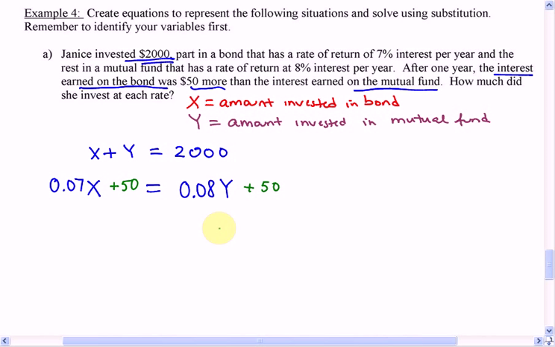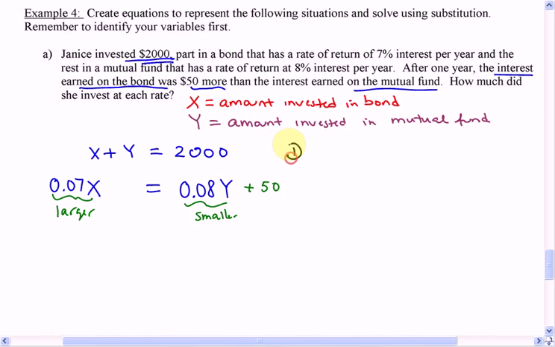Okay, well, if you're not too sure, tell me which one's the bigger one. Which amount is more, bond or the mutual fund? And if you say the bond is more, that's correct. So this is the larger number. This is the smaller number. How do you compare larger with smaller? Where should we put the plus 50? That's right. Take the smaller number, add 50 to make it equal the larger.